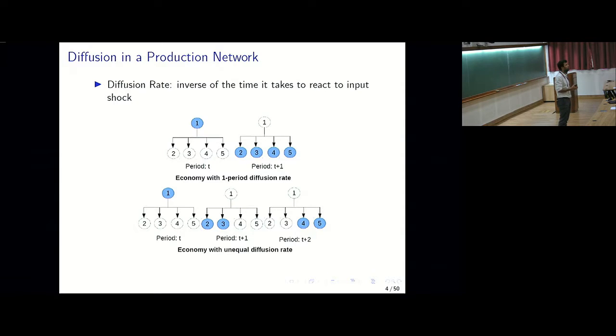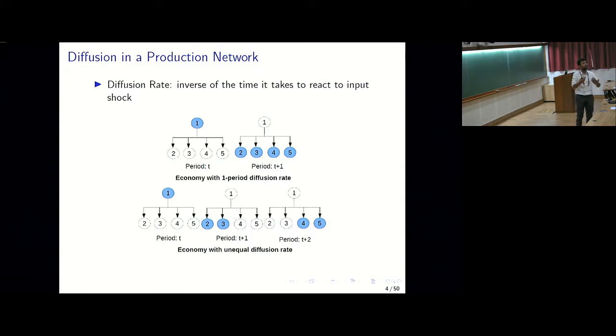But how about the automobile sector? It might take a little bit longer to react because it has a longer production horizon. But you can think of a multitude of other reasons as well why this can happen. Maybe the automobile sector writes better contracts or more long-term contracts. So in all those cases, what you are going to see is that this same shock which hit sector 1 in period T is going to impact downstream sectors at different points of time. And this is something which I'm calling unequal diffusion rate.